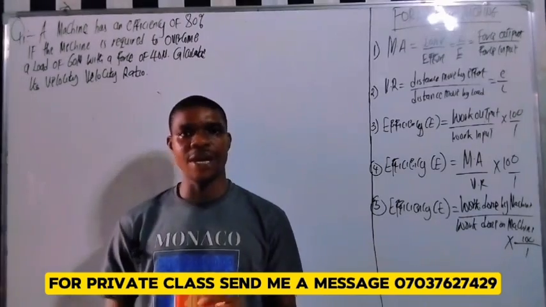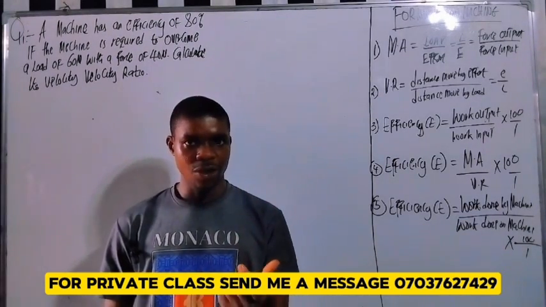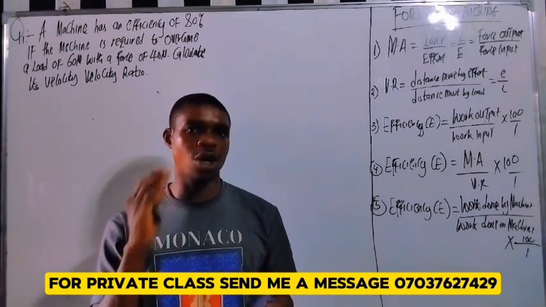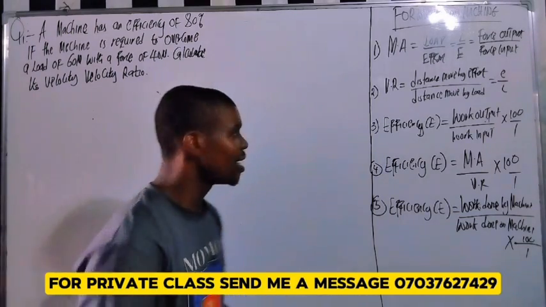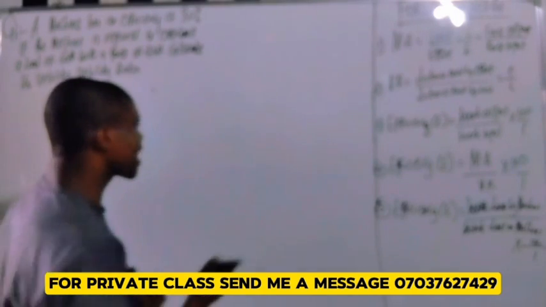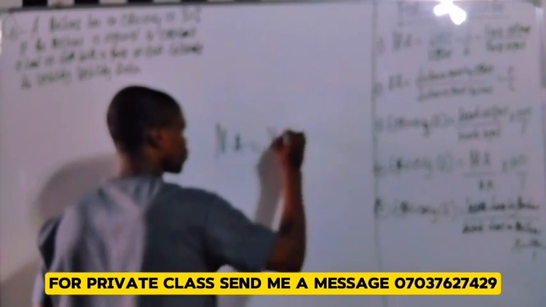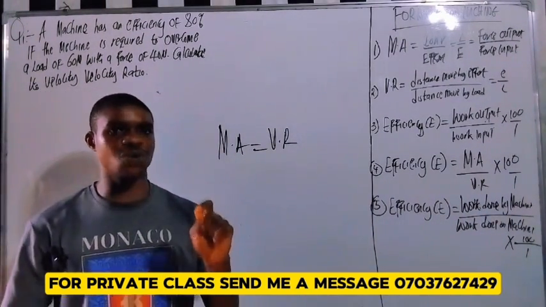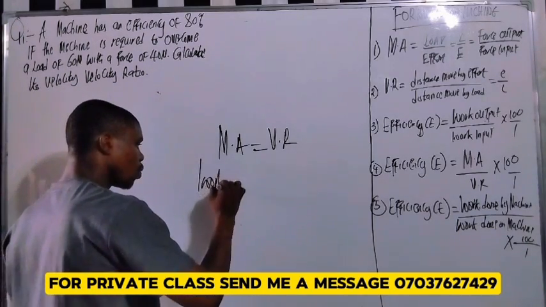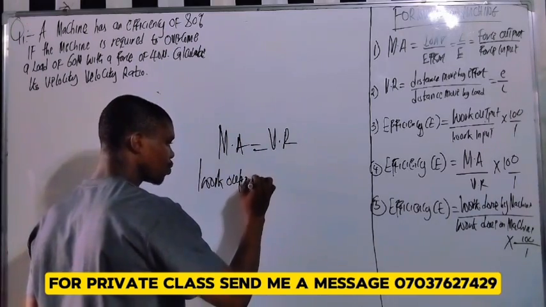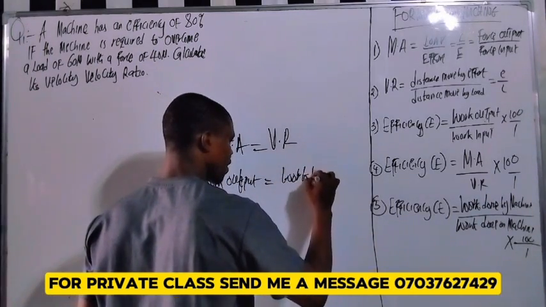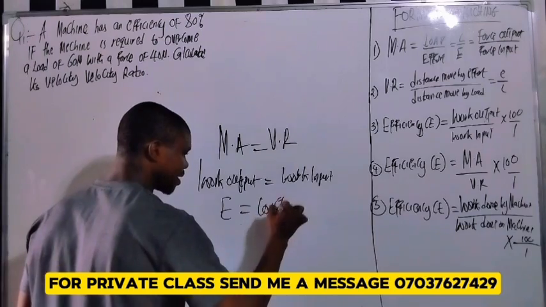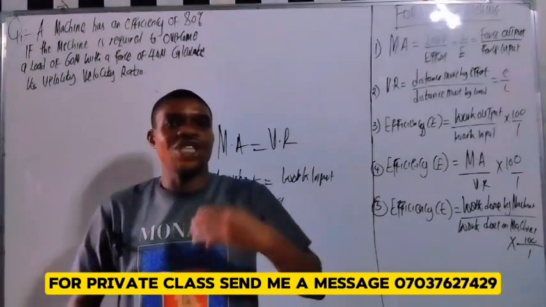Now before we continue, understand that in a perfect machine, or an ideal or hypothetical machine, the mechanical advantage is always equal to the velocity ratio. So in a perfect machine, mechanical advantage equals velocity ratio, or you can say the work output is equal to work input. So in a perfect machine, it means that efficiency is equal to 100%. That is, the machine is working efficiently at 100%.